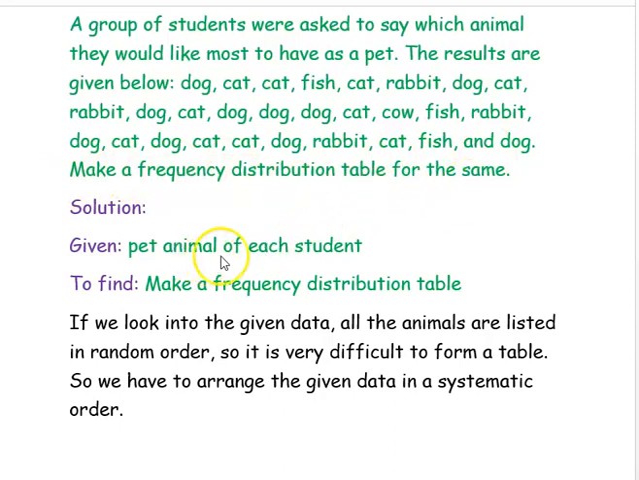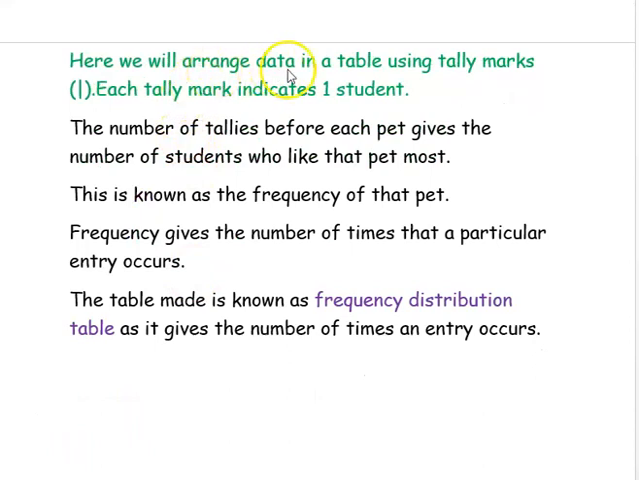So the given is pet animal of each student. Now you have to make the frequency distribution table for the same. If you look into the given data, all the animals are listed in random order, so it's difficult to form a table. So we have to arrange the given data in a systematic order. Similar to the previous question, we'll arrange the data in a table using tally marks.